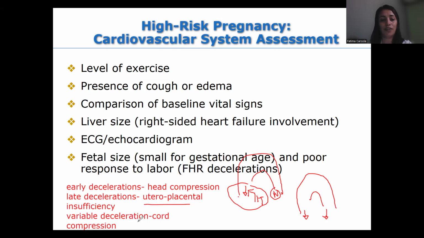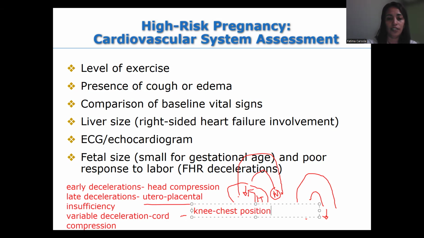For variable decelerations, because of cord compression, in the board exam, the number one intervention with this is to change the position of the mother. It could be a knee chest position, or a modified T position, or the Trendelenburg position. Okay, just to remove the pressure on the cord of the baby.